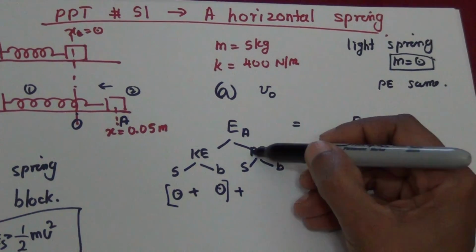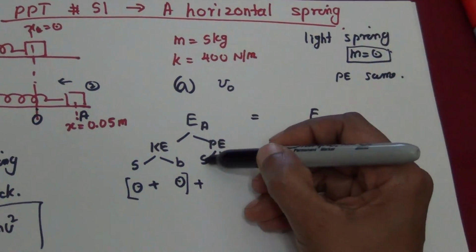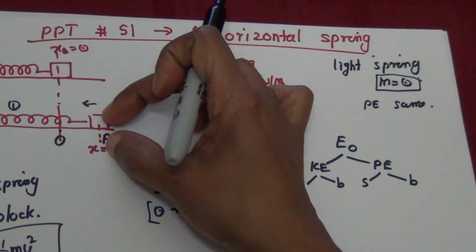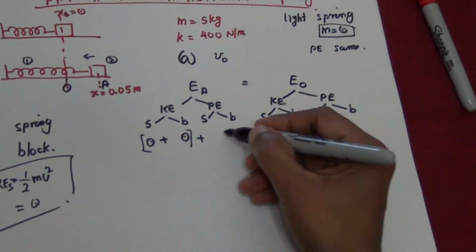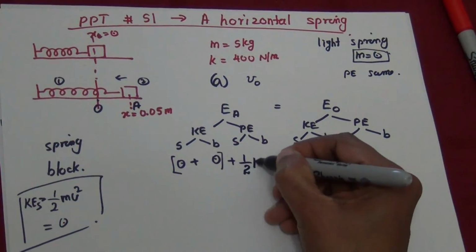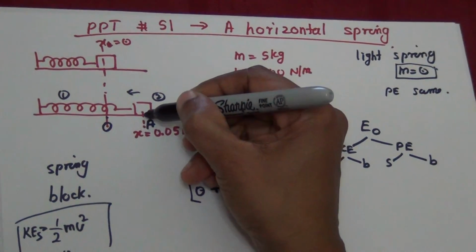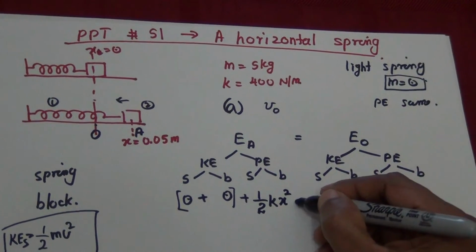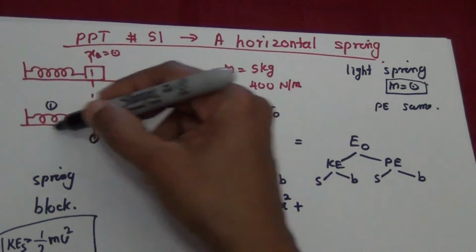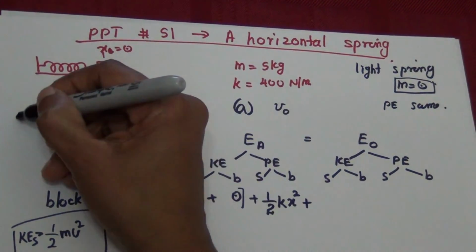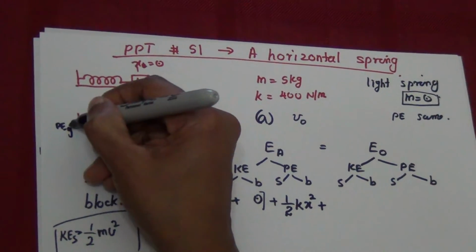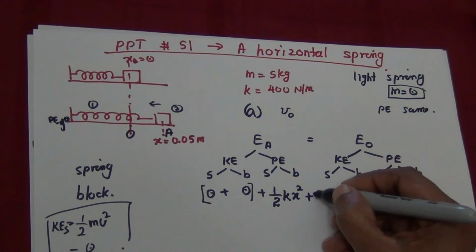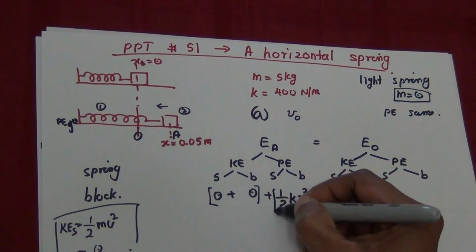Now let's come to the potential energy. The spring is stretched, so it has a potential energy of 1/2 k x squared. Plus the block: let's take this horizontal as the gravitational potential energy zero level, so this is going to be 0.